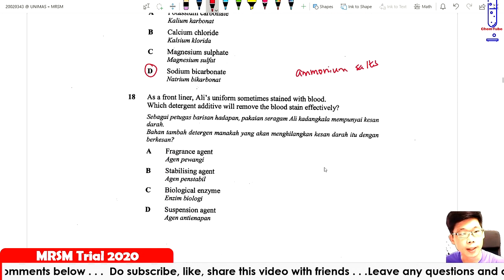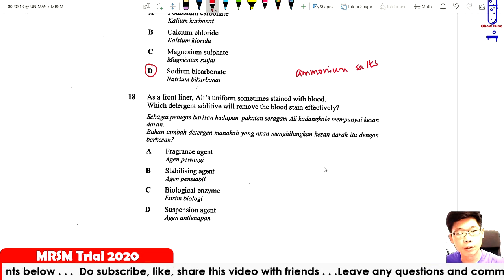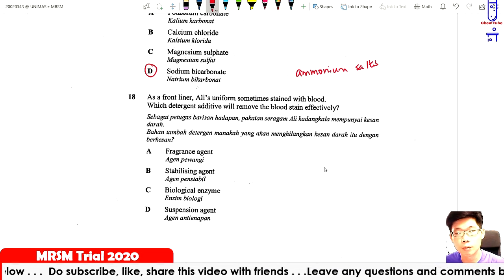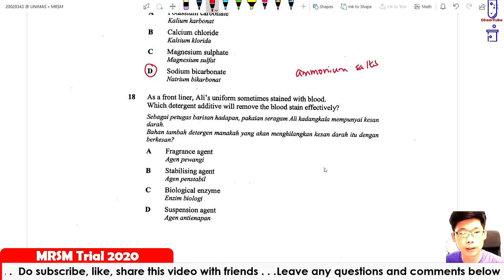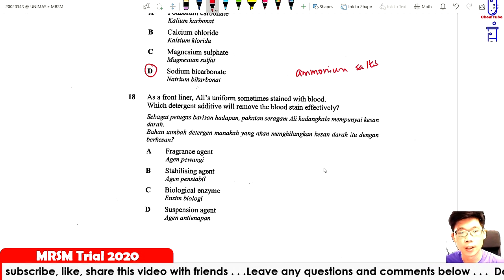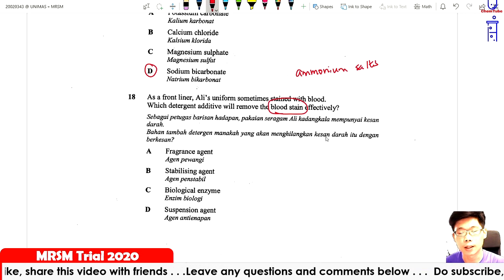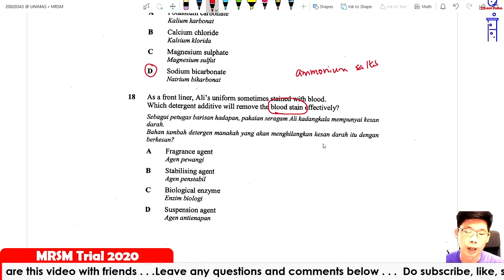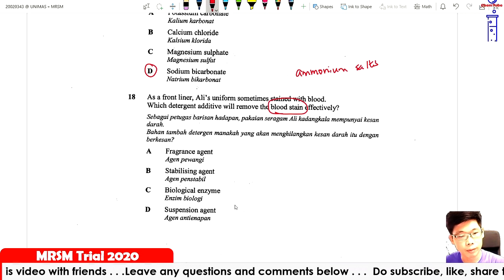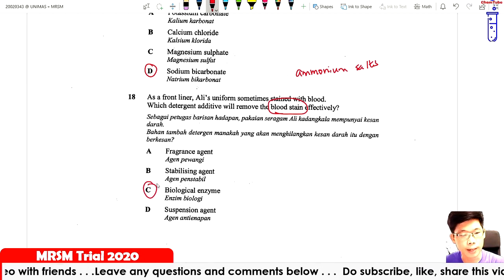18. As a frontliner, the uniform is sometimes stained with blood. Which detergent additive will remove the blood stain effectively? So a blood stain contains protein, so we have to use the biological enzyme to remove it.